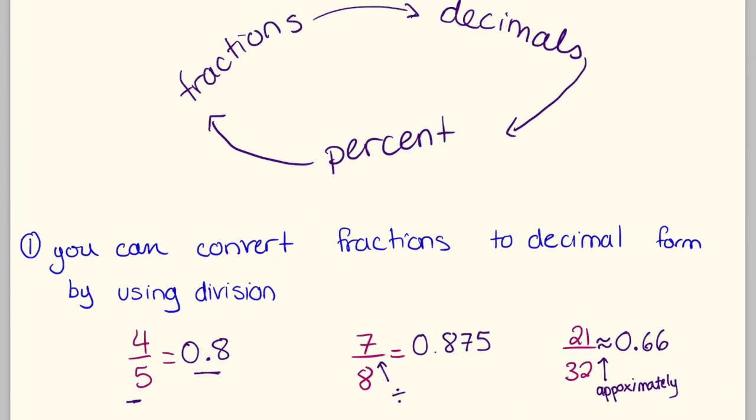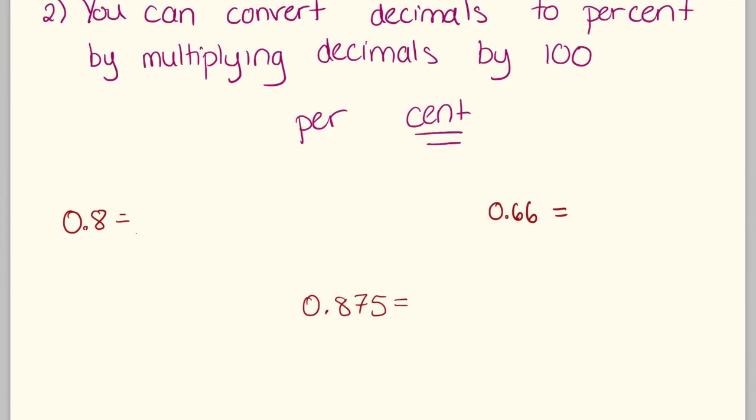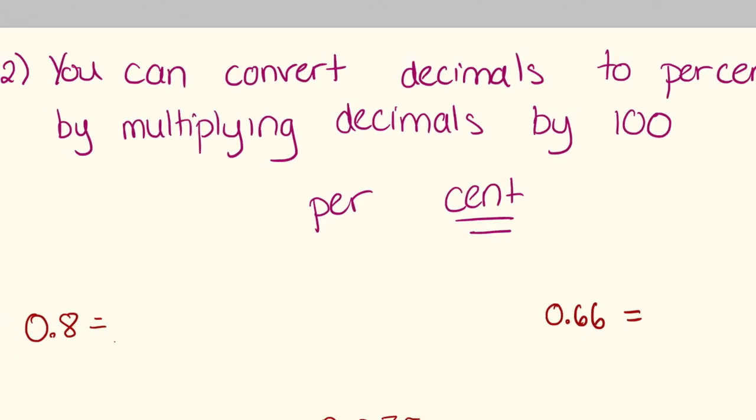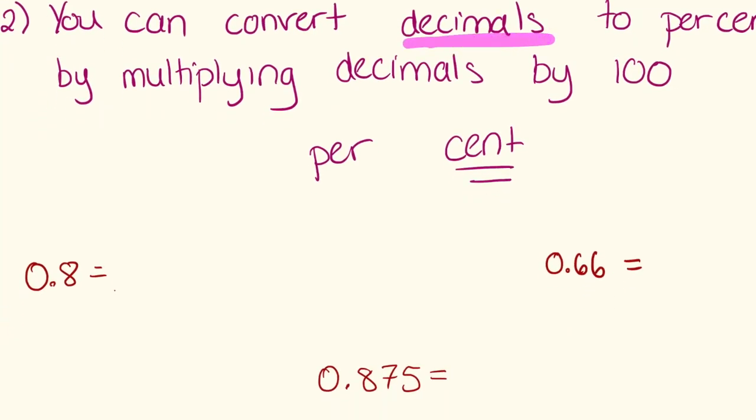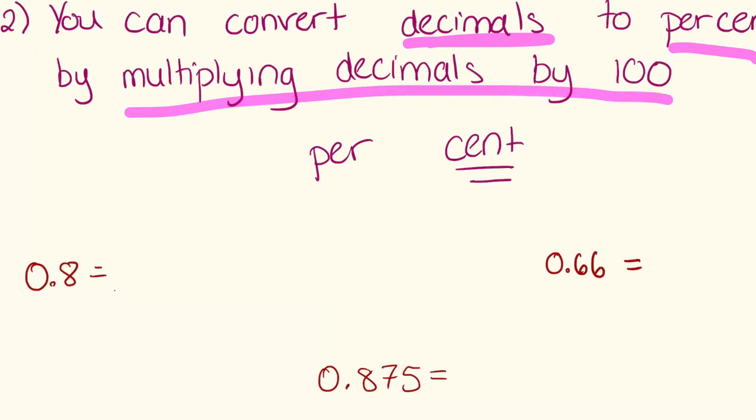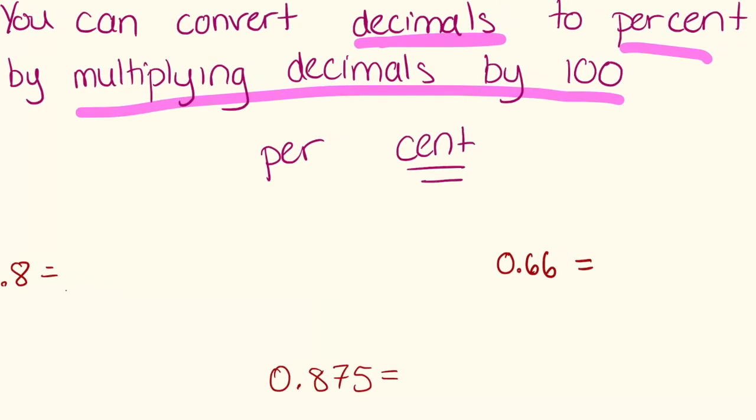So now that we know how to convert our fractions to decimal form, we're going to continue by converting our decimals to percent. And we're going to do this by multiplying our decimals by 100. But I do want to talk about this. I want to talk about the word percent.